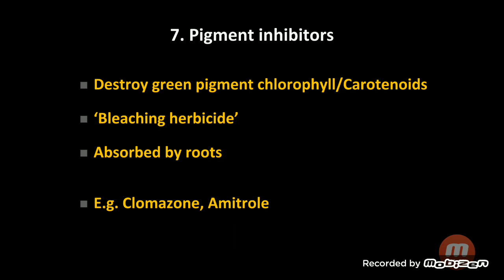Pigment inhibitors, the word itself suggests that they affect the key pigments essential for plant growth. They destroy the pigments essential for greenness of the plant, chlorophyll or carotenoids. That is why these herbicides are also known as bleaching herbicides. They cause bleaching of the plants, loss of color. The leaf color becomes white, and most of them are soil applied, absorbed by the roots. Clomazone, amitrol are some examples.